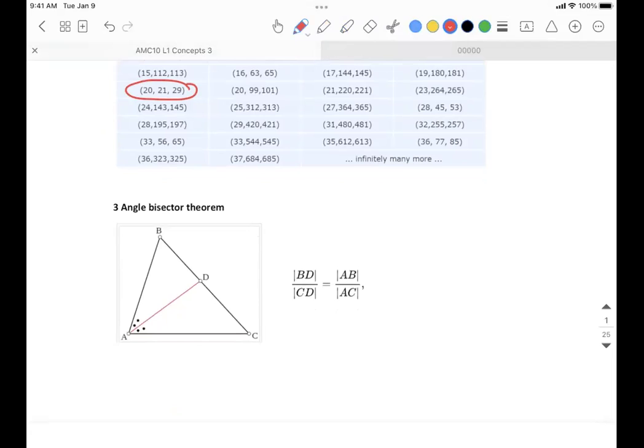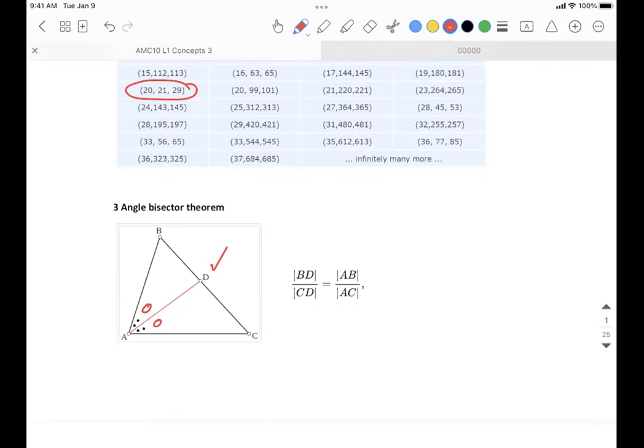Okay, the next one you need to remember is the angle bisector theorem. Let's say I have a triangle here and AD is the angle bisector. Of course, these two angles are the same, right? But trust me, from the AMC's perspective, they barely test you on this. You have a triangle, you have an angle bisector, two angles are the same, so what, right?